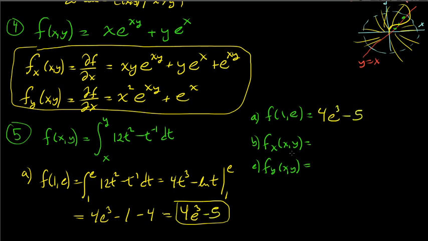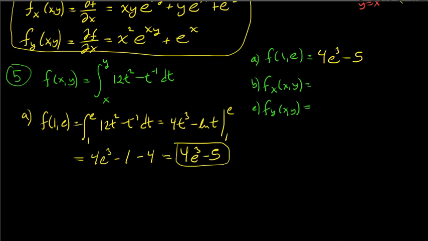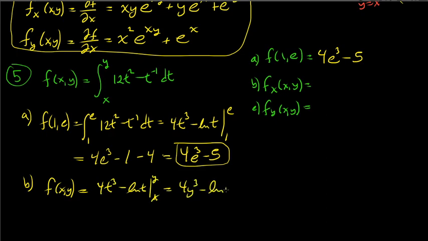Okay. And then for b, we need the partial derivative with respect to x. So we have two choices here. You can use the second fundamental theorem of calculus, or we could evaluate f of xy directly by using the first fundamental theorem of calculus. After all, we did most of the work already. Just use x and y here. So this is going to be 4y cubed minus log of y minus 4x cubed plus the log of x.